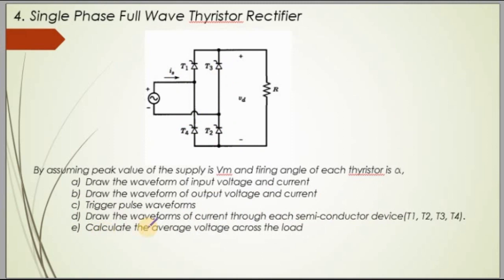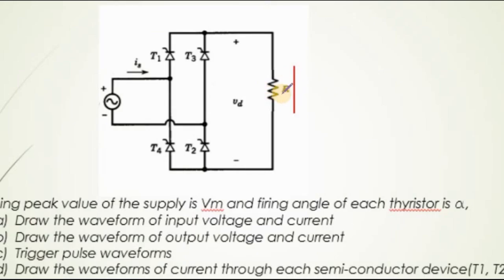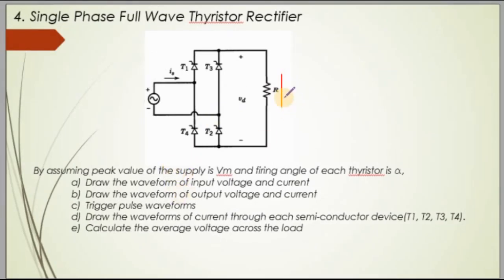Calculate the average voltage across the load. This is the load. And also you need to remember that these waveforms can be different with the load. Here we are using a resistive load, but when it comes to an RL load or inductive load or capacitive load, the waveforms can be different.